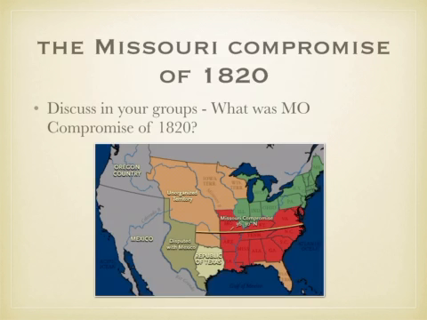The Missouri Compromise also states that any state to enter the Union above the line would be entered as a free state, and any state to enter the Union below the line would be entered as a slave state. Now, this concept is very important for today's lesson, so keep that in mind.